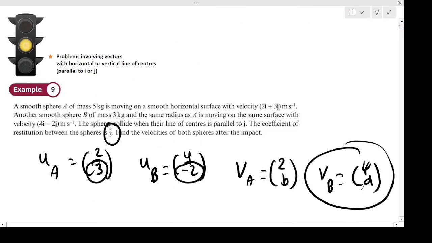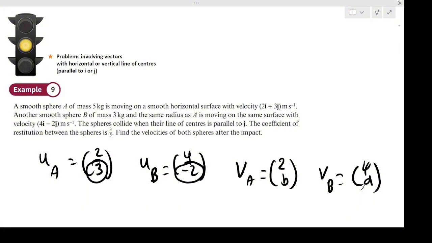So that's generally the process, right? I want to look for the component that we're parallel to, and then I just apply my standard momentum and restitution equations to that particular part. Okay, but there we are.